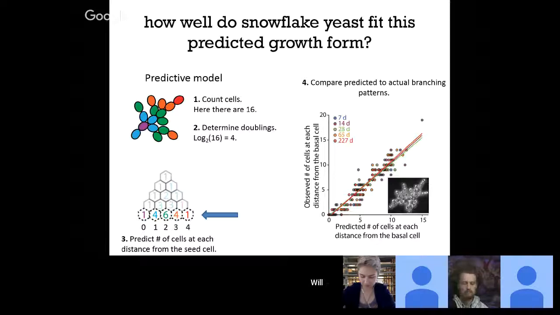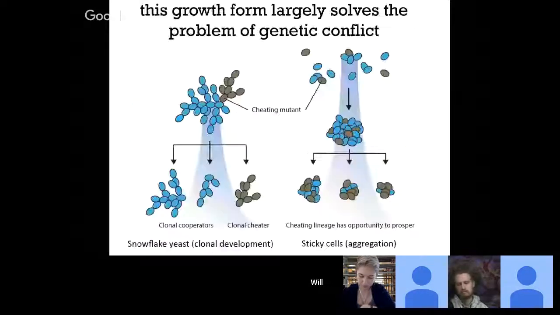Remain attached to your daughter cell, and generally speaking, divide opposite from the pole from which you were produced. So it turns out that this very simple growth form, which is a result of a single mutation, largely solves the problem of genetic conflict, which to many people is the hurdle you need to overcome in a transition to multicellularity. Oh, I'm sorry, I had my mouse on the wrong screen, guys. I apologize if I was pointing things out and you couldn't see what I was pointing to.